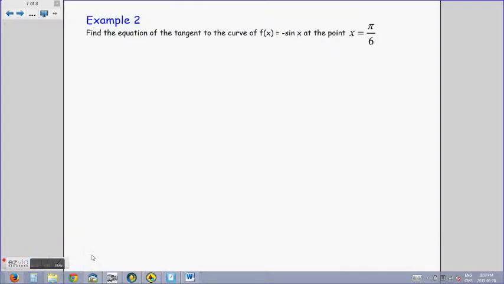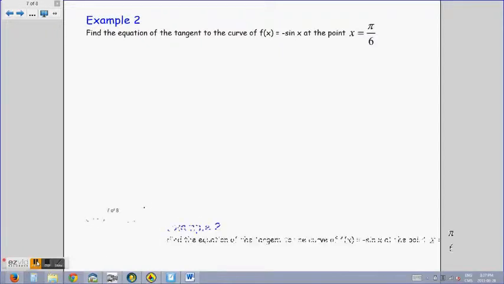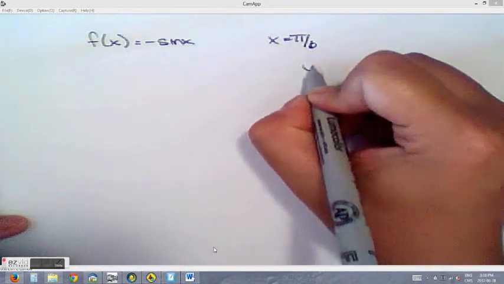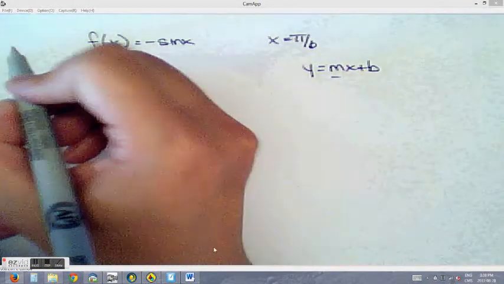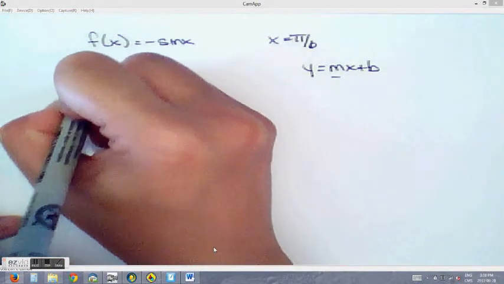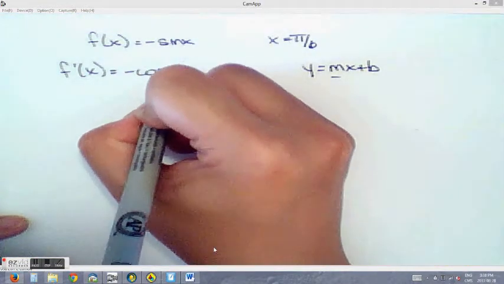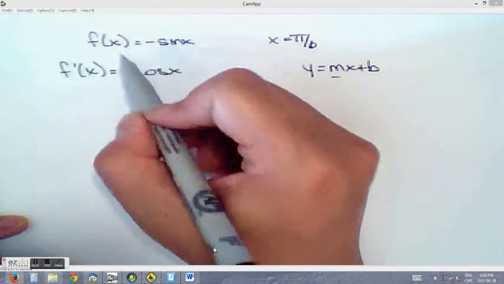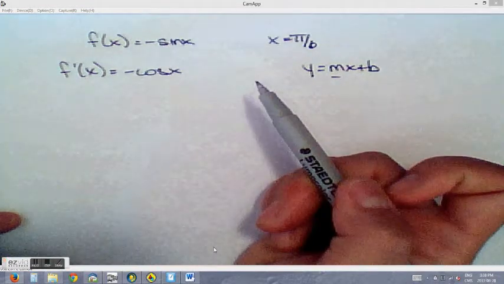Example number 2. We want to find the equation of the tangent to the curve of f at x is equal to negative sine of x at the point where x is equal to pi over 6. In this question we want to find y is equal to mx plus b. So the first step is to find the slope, which means we need to find the derivative. The derivative of negative sine x is negative cosine of x. Don't forget the negative. The negative is just a coefficient up front, negative 1. The derivative of sine of x is cosine of x.